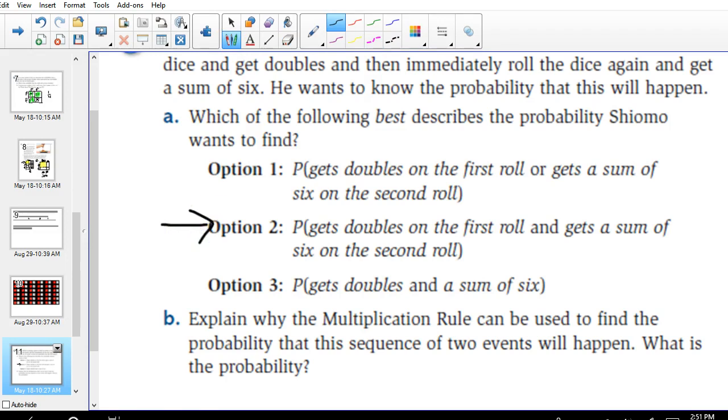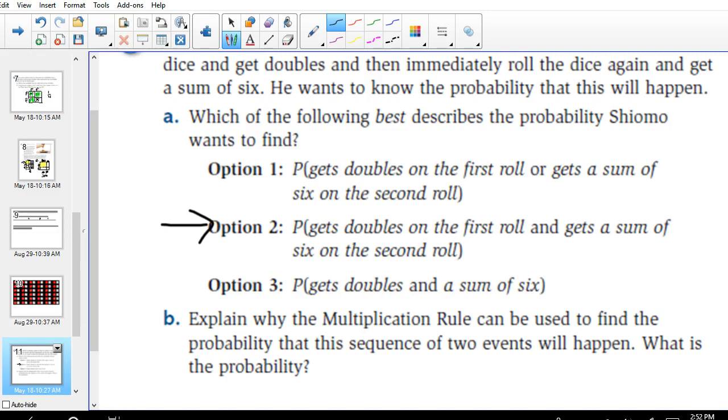For 1, it's "or." So he could get doubles on the first roll, but not get the sum of 6 on the second roll, and it would still satisfy option 1. That is not what the question was asking us. For option 3, it says the probability that he gets doubles and a sum of 6. This would mean at the same time on the same roll, which is not what we're looking for. So we were looking for option 2, the probability that he gets doubles on the first roll and gets a sum of 6 on the second roll, in separate rolls. And that will answer the question that they've asked us here.